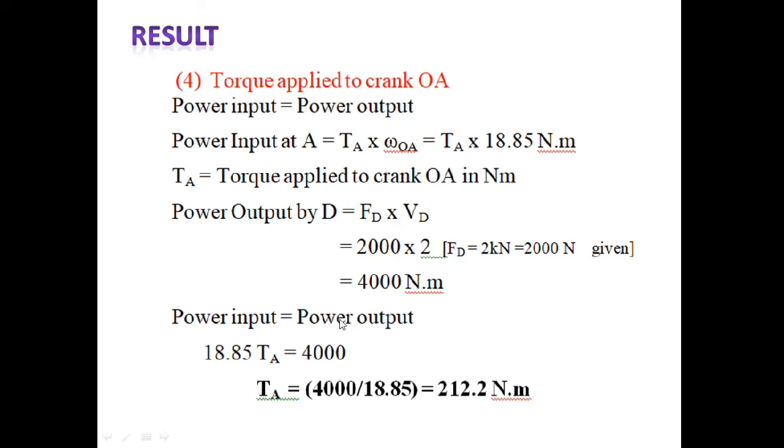So substitute: power input is equal to power output. Here only TA is unknown. Bring 18.85 to the right side and divide. We got the value of 212.2 Newton meter. So that's all, this is the final. All results, all values are found out.